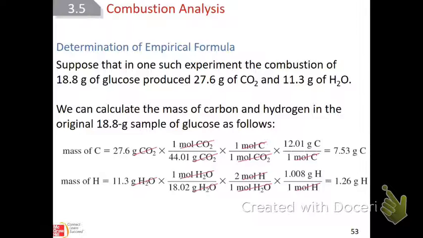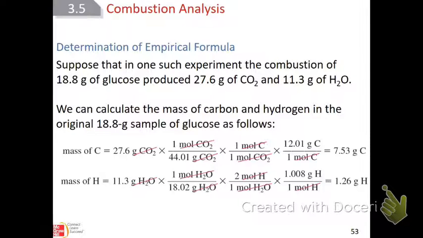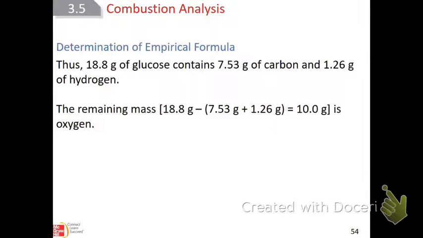Okay. Here's our sample of carbon dioxide. There's your sample of carbon dioxide. There's your sample of carbon, and there's your sample of hydrogen. And it changed each one into moles. It used the molar mass to change each one into how many moles that is. Okay? And so you can see how many grams of carbon you had and how many grams of hydrogen you had. All right? And then you can find out how many grams of oxygen you had.